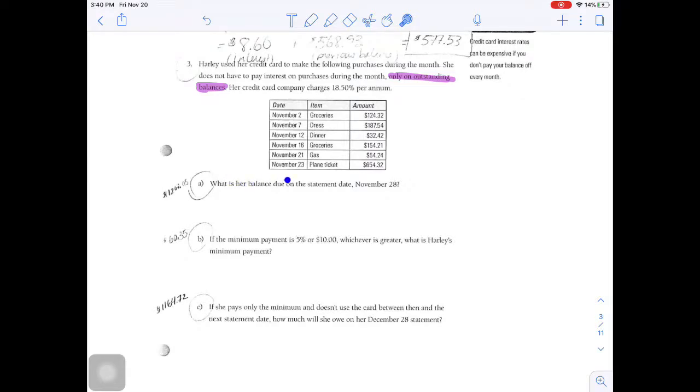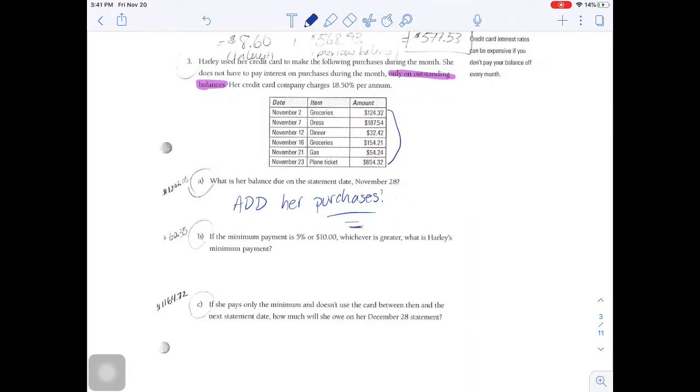What is our balance due on the statement date, November 28th? So what we're pretty much going to do is add all of these numbers together. Add all our purchases. Okay, so we're going to add every single purchase up here. I'm not going to write it all out, but you would add all of these numbers up, and what you'll end up getting is $1,207.05. Okay, so that's how much she owes and she has to pay for.